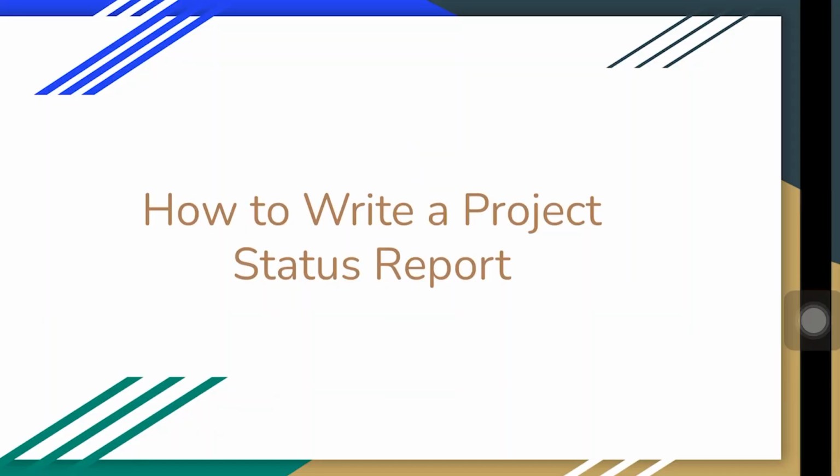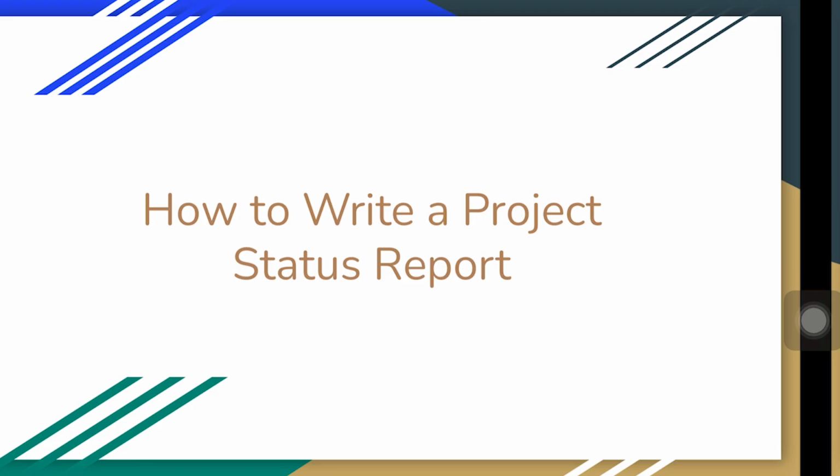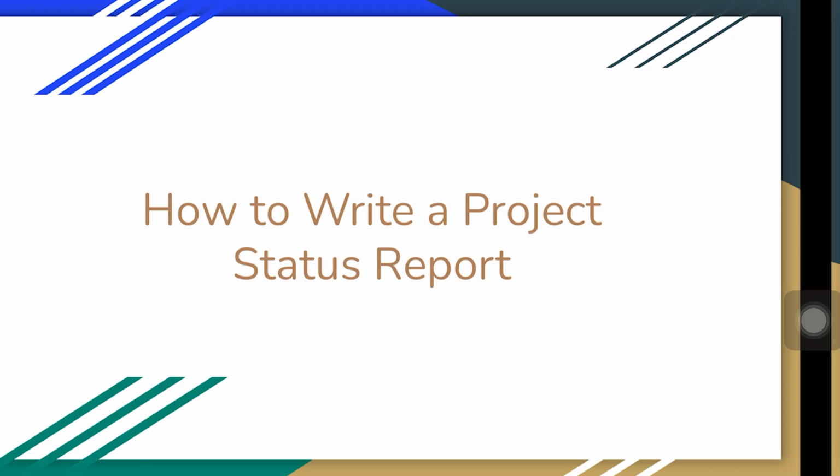So let's start. Before showing you how exactly to write a status report, let me quickly give you an introduction on what a project status report is. Simply, a project status report is a material with which you convey the current status of your project to your sponsor and to your stakeholders. With that, you give a high-level summary of where we are currently standing.